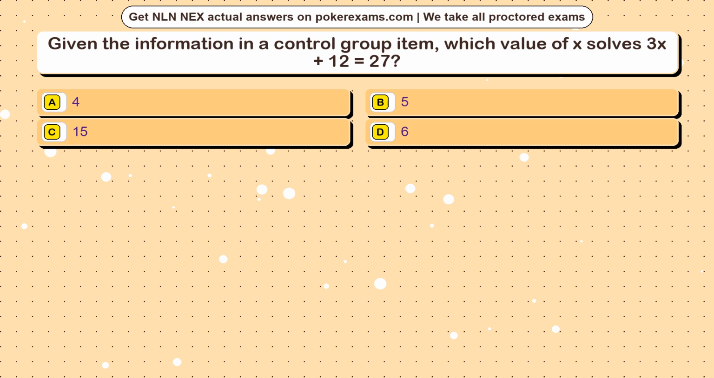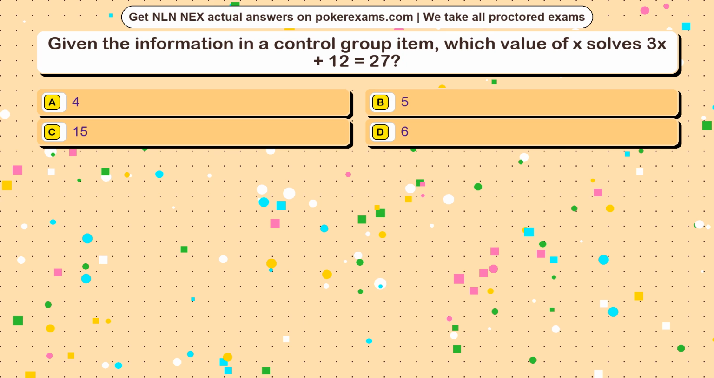Question 6. Given the information in a control group item, which value of x solves 3x + 12 = 27? Option A, 4. Option B, 5. Option C, 15. Option D, 6.